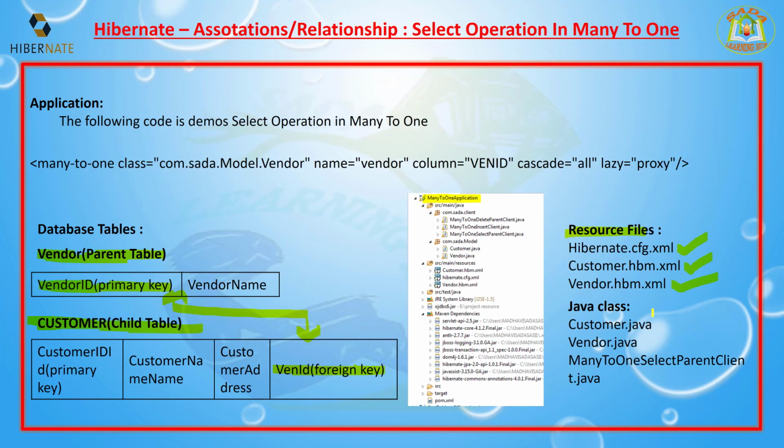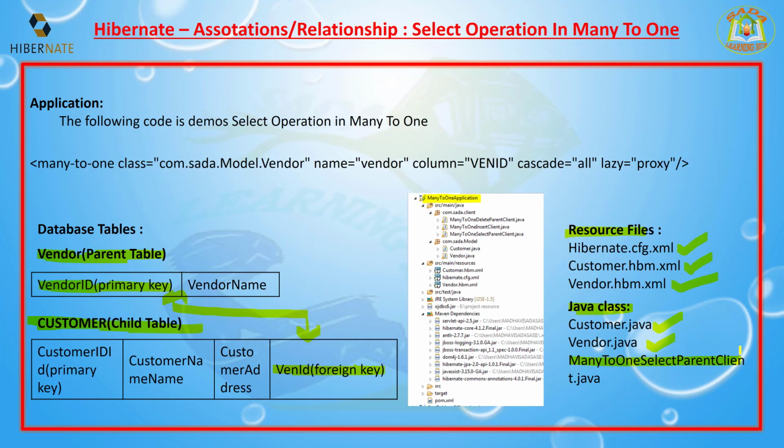Now coming to the Java classes, I'm going to use three Java classes. Customer.java is my child Pojo class, and vendor.java is my parent Pojo class. Coming here, the many-to-one select parent client: here I'm going to select the parent. I'm going to test my application by using this client.